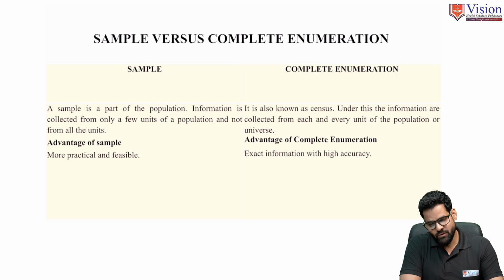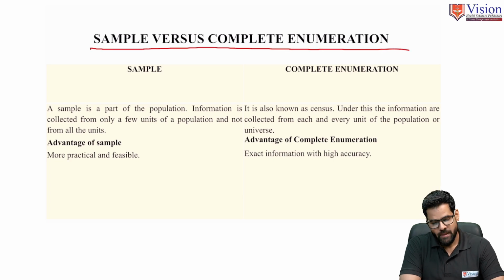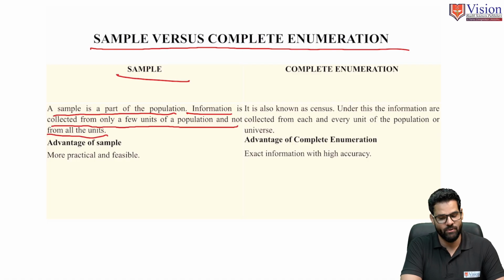Now there is another important concept here, sample versus complete enumeration. Okay. So sample, as I already told you, sample is a part of population. The information is collected from only few units of population and not from all the units. So that is a sample which already I've told you. An advantage, it is more practical and feasible.